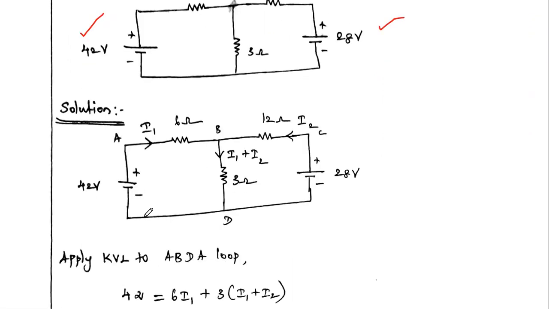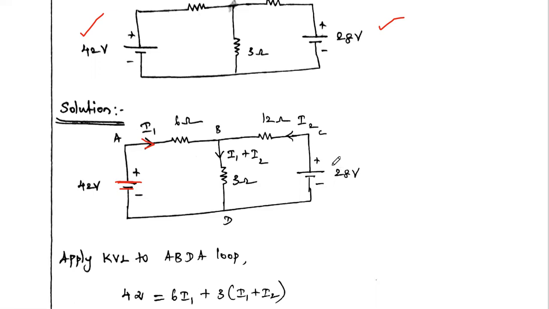Here you see, the circuit is supplied with two batteries, one 42 volt battery and one 28 volt battery. You already know the long lead indicates the positive terminal and the short lead indicates the negative terminal. First, this 42 volt battery is giving some current to the circuit. So consider the current flowing through this 6 ohm resistor as a variable I1. The current I1 is flowing from this point A to B.